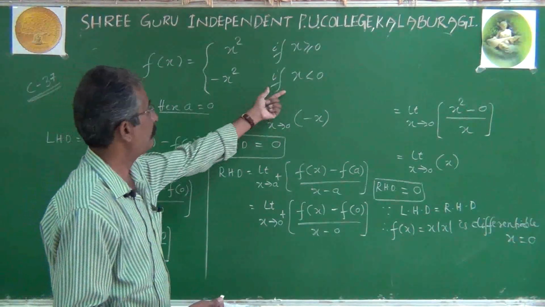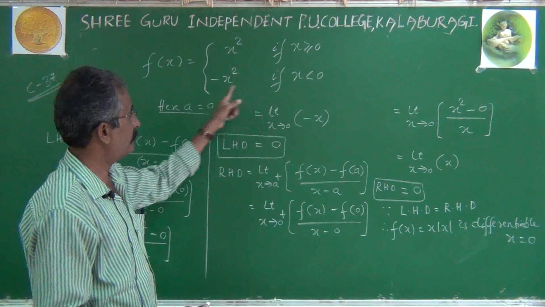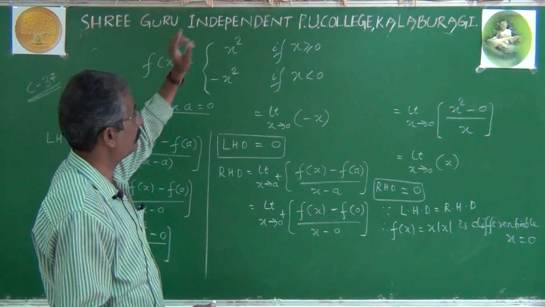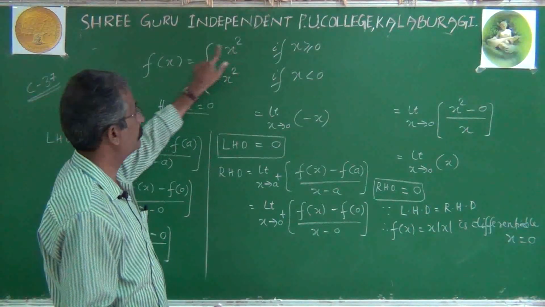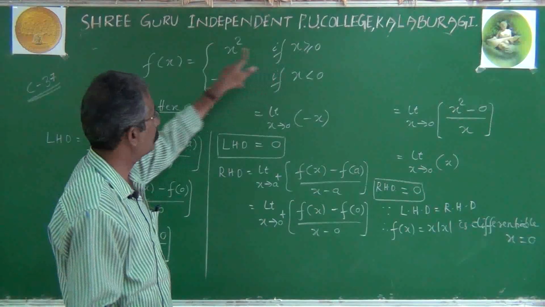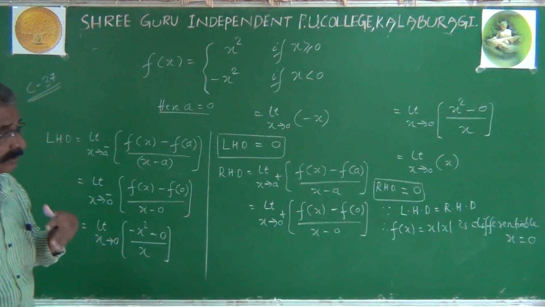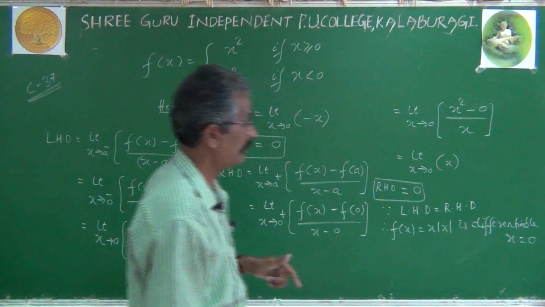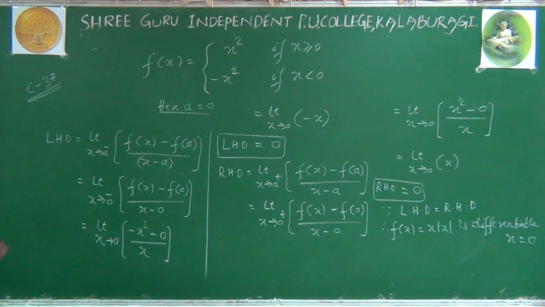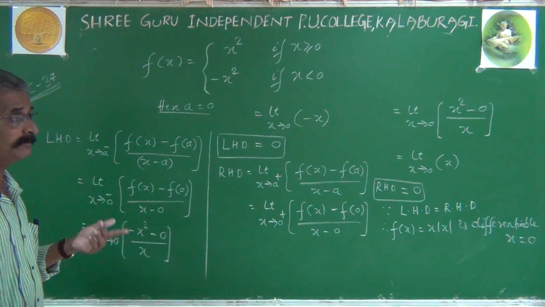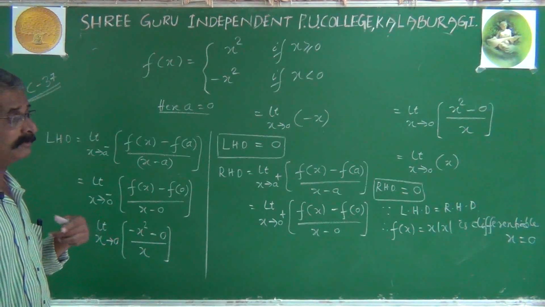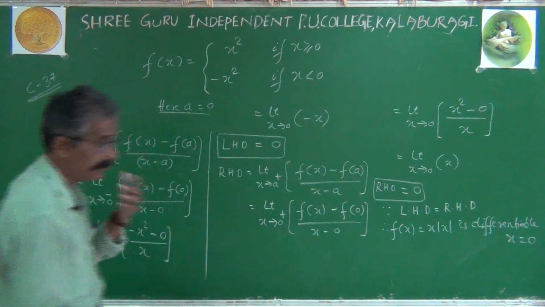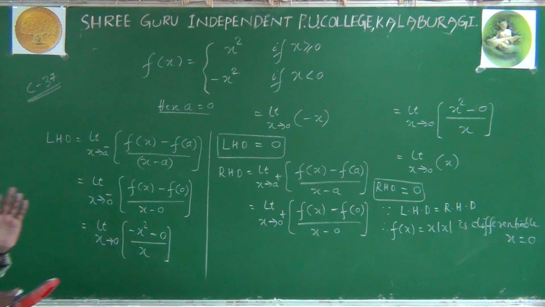For LHL, refer to minus x square, replace x by 0, the value is 0. For RHL, for the right hand limit, refer to plus x square, replace x by 0, that is also 0, and f of 0 is also 0. So obviously LHL equal to RHL equal to f of 0, the function is continuous because it is differentiable. So every differentiable function is continuous, but a function which is continuous may or may not be differentiable. That was witnessed in the last problem. In the last problem we have seen, although it was continuous, it was not differentiable.